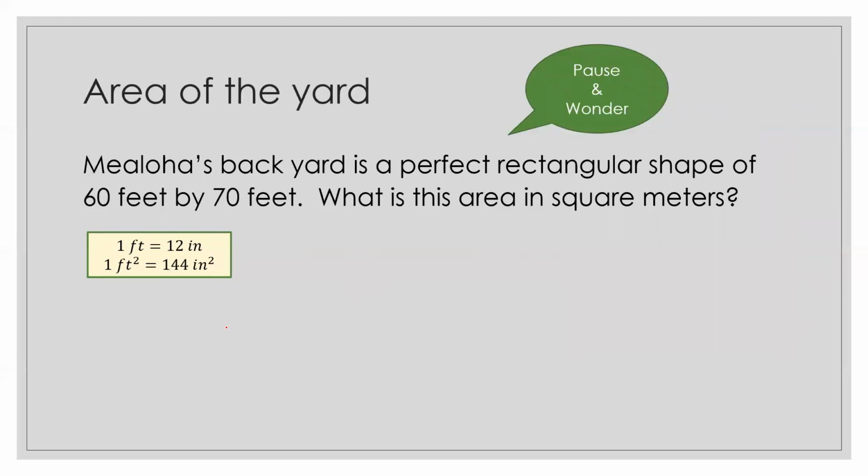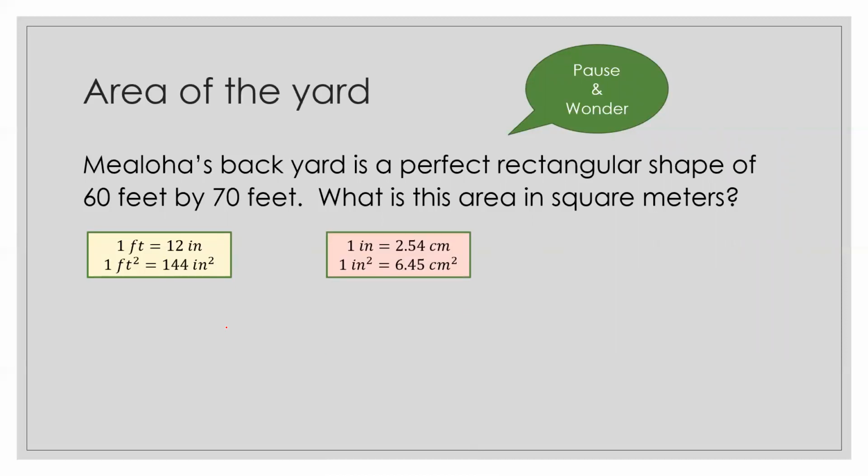1 foot is 12 inches. So if you square both sides, 1 square foot would be 144 square inches, right? But I need to get to meters. Well, getting to inches, the bridge between the US system and the metric system is inches and centimeters. That's something that's in your unit conversion sheet. So make sure you find that.